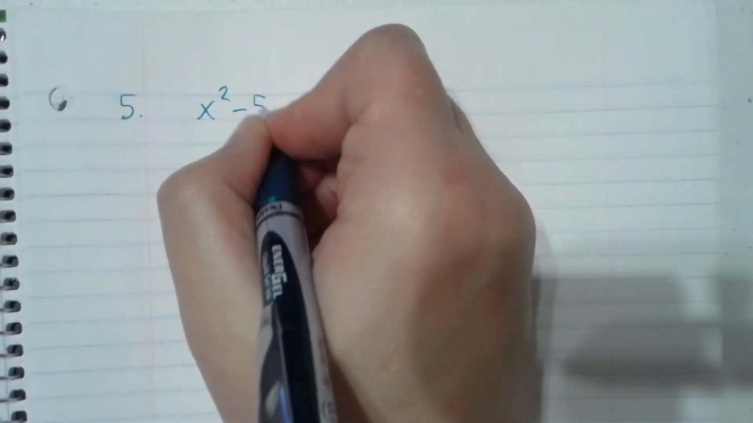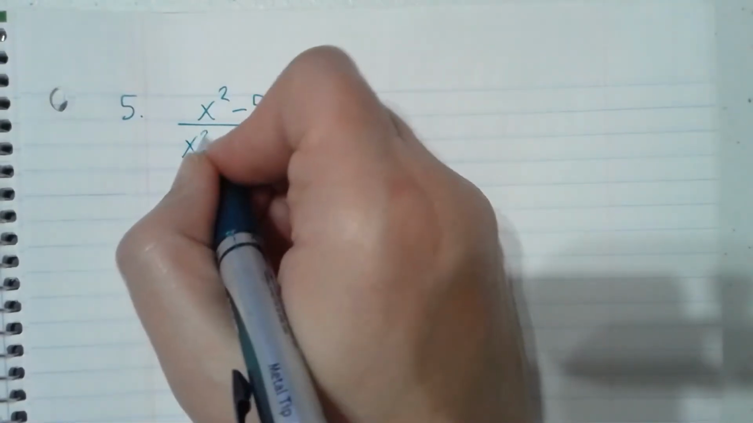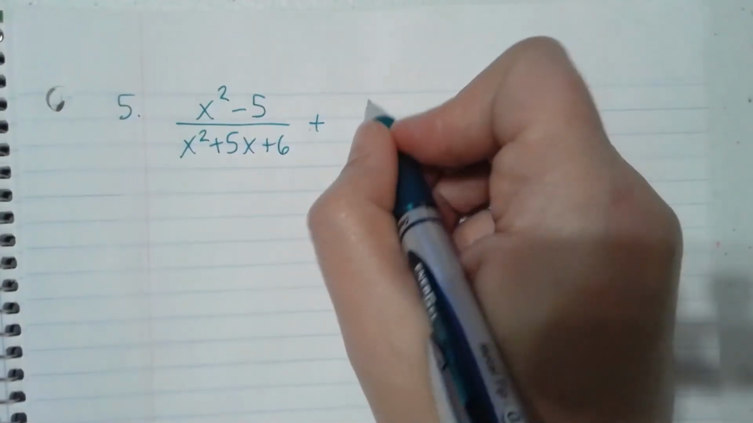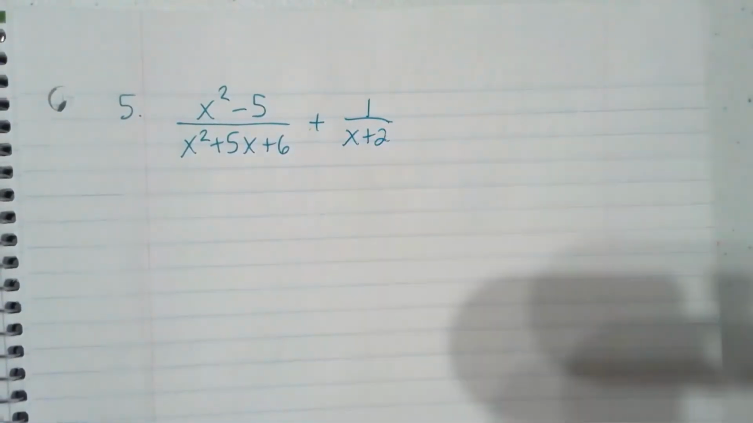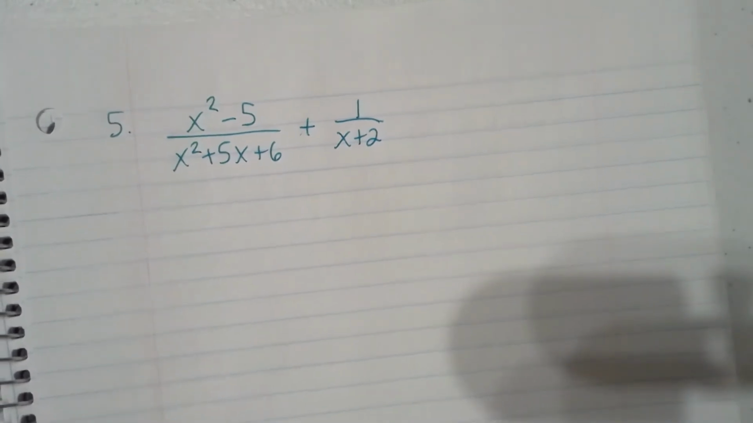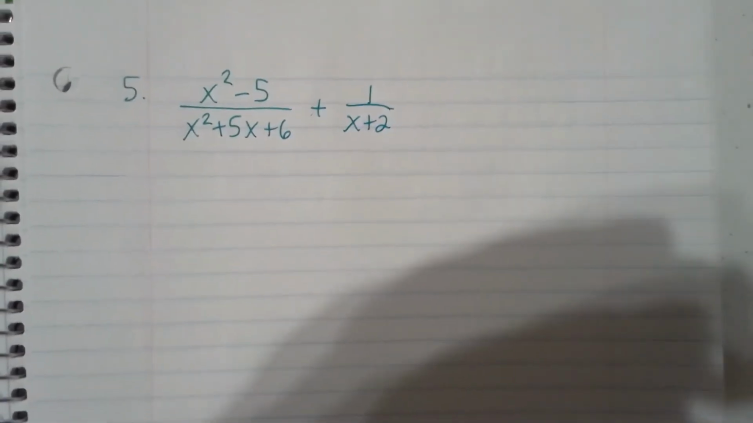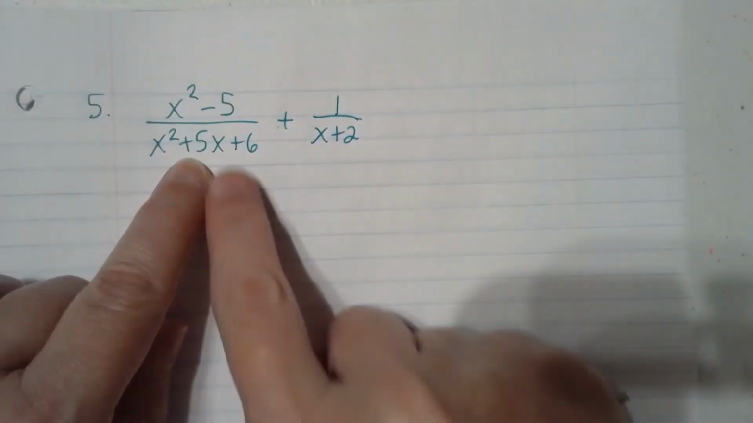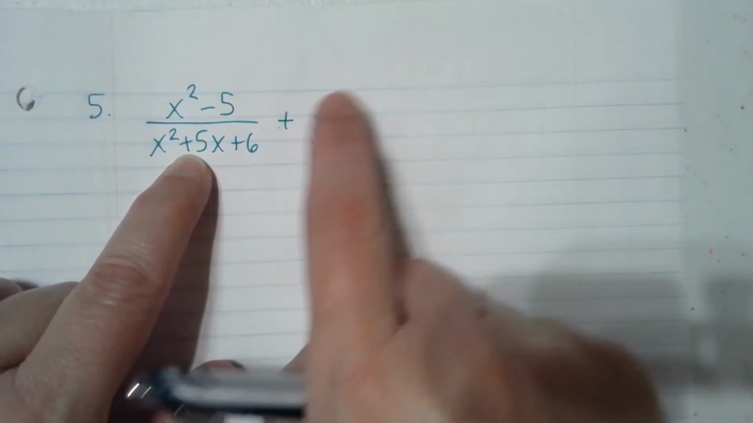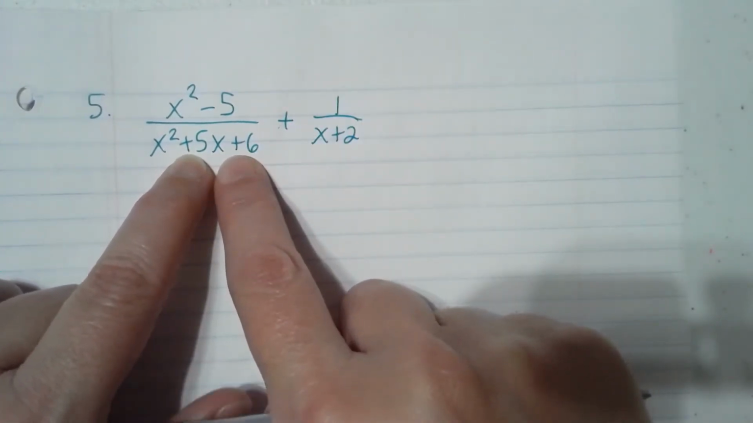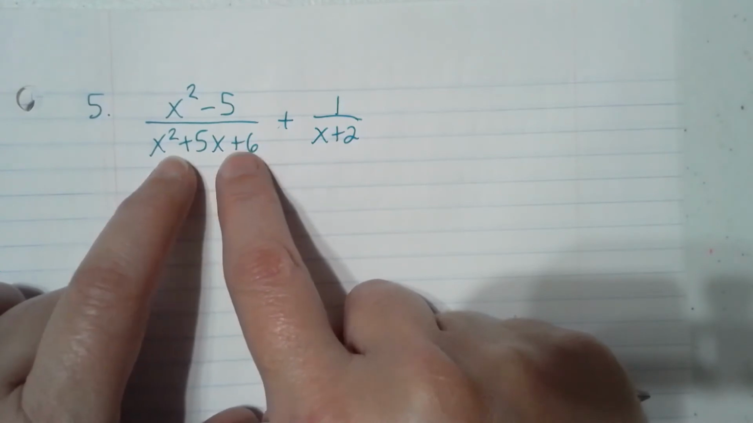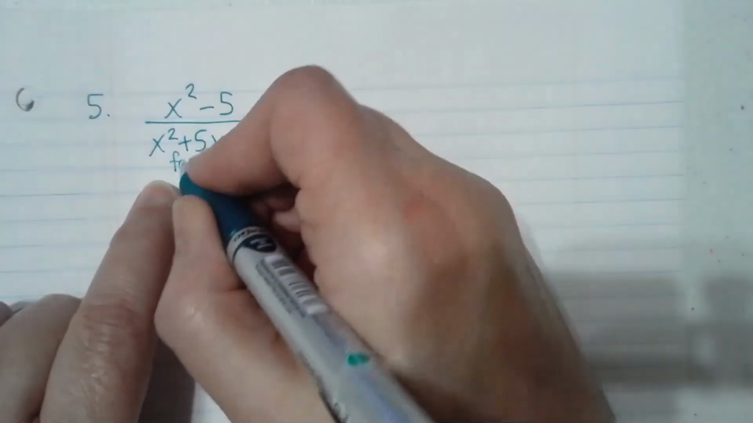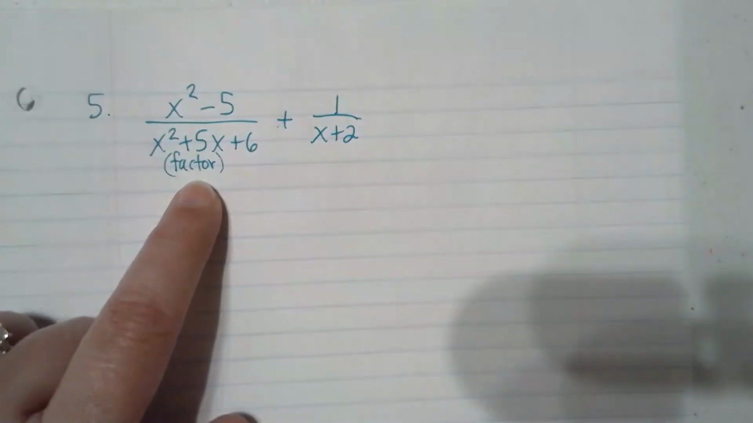x squared minus 5 over x squared plus 5x plus 6, plus 1 over x plus 2. All right, so common denominator. I do not want to try to multiply all of this by all of this. That's crazy. Okay, so what I'm going to do first is I'm going to factor this, if I can.